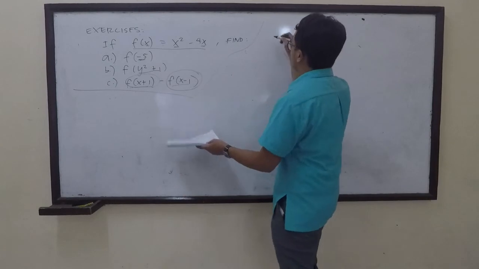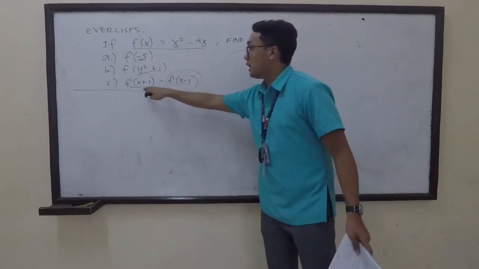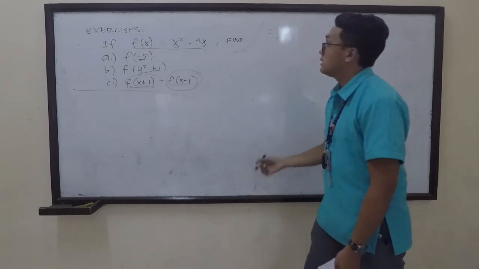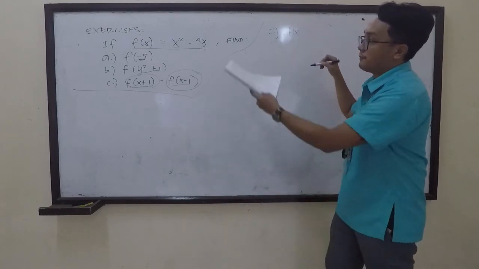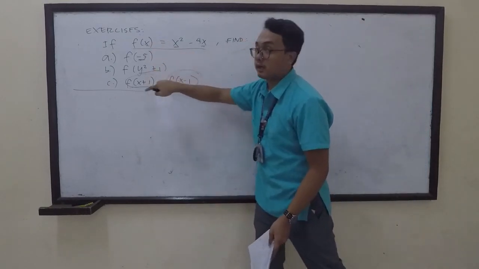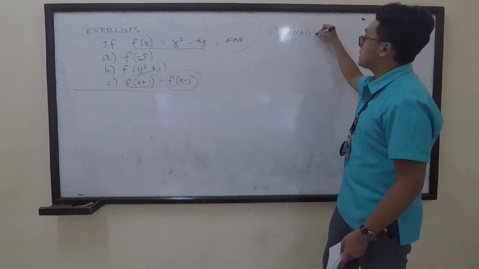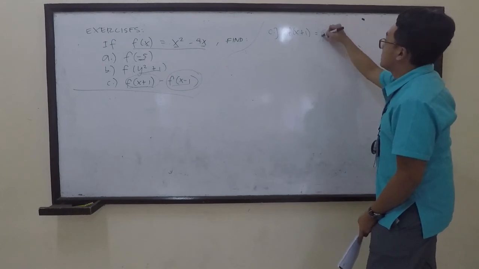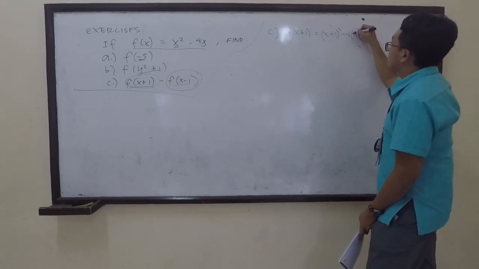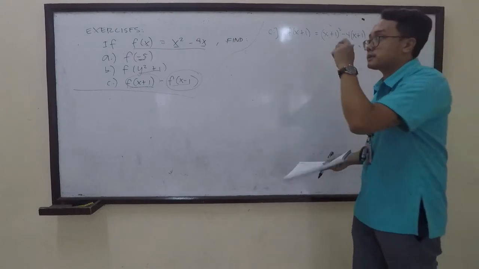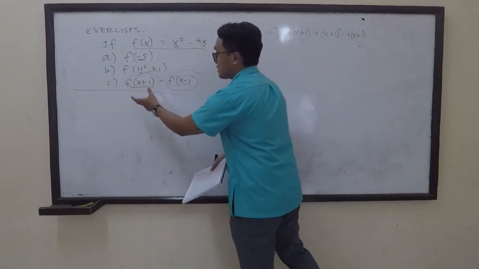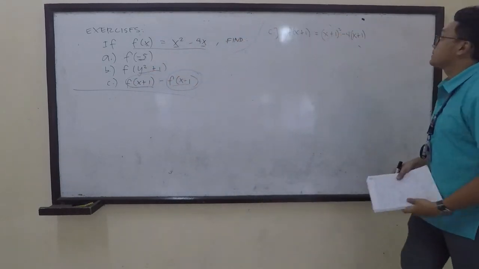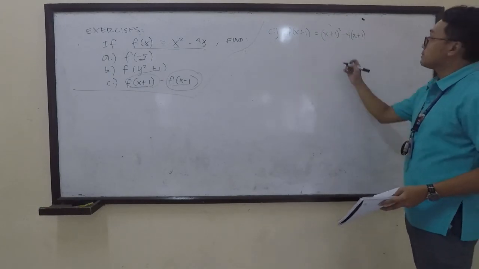So first, we will begin with finding the value of f of x plus 1. So f of, instead of x, we have x plus 1. f of x plus 1 is equal to, instead of x squared, this now becomes x plus 1 squared minus 4 times x plus 1. So basically, we are just substituting x plus 1 for x. Then simplify first.